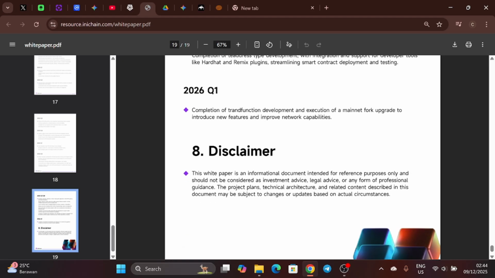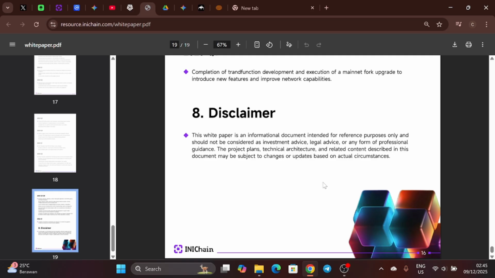And the last, the disclaimer: this white paper is an informational document intended for reference purposes only and should not be considered investment advice, legal advice, or any other professional guidance. The project plans, technical architecture, and related content described in this document might be subject to change or update based on the actual circumstances. So we have already reached the end of the INICHAIN white paper.